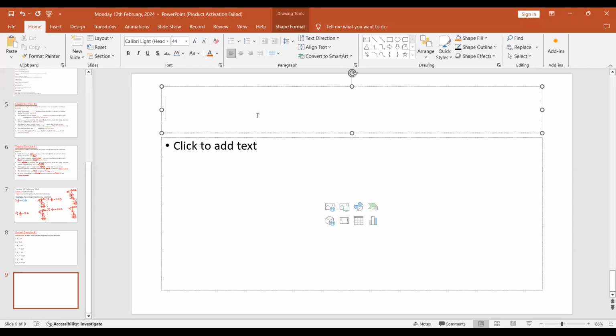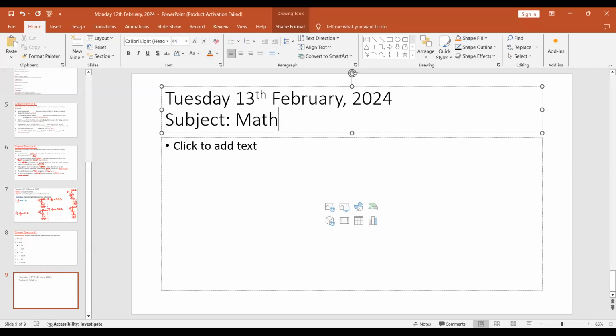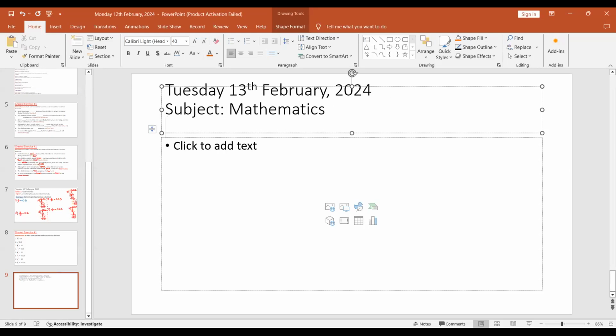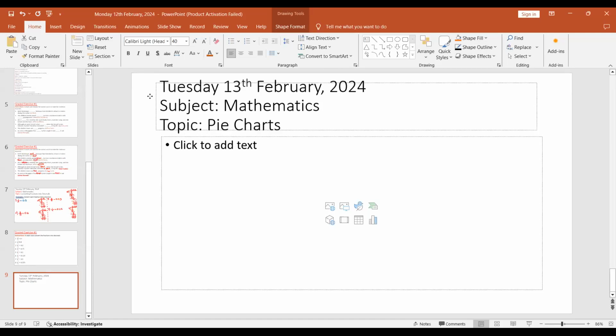Let's head up. Today is Tuesday the 13th of February, 2023 or 2024. The subject is, of course, mathematics. And the topic is, I guess we're going to continue with the series that we've been doing. So the topic is pie charts. All right, so we're going to continue with that from yesterday.